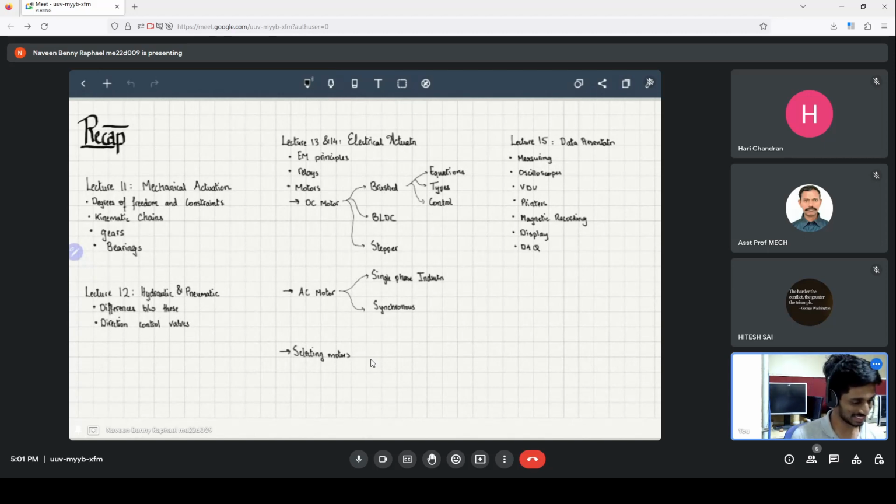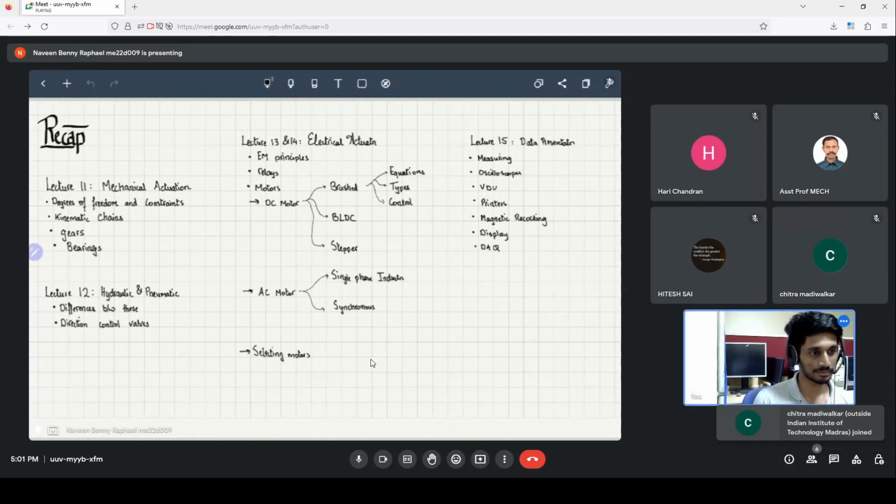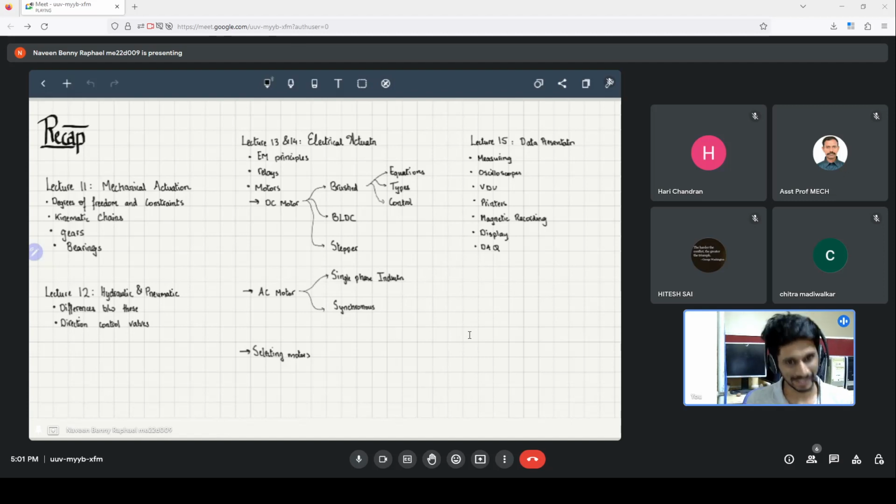Lecture 11 talked about mechanical actuations, and we first defined a lot of concepts about mechanisms, links, and the like. We talked about degrees of freedom and then moved on to constraints. One important part about mechanical actuation is the concept of kinematic chains. Understanding Grashof's criteria is also kind of important.